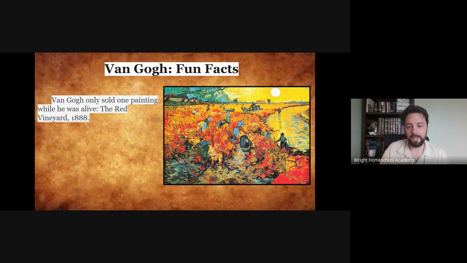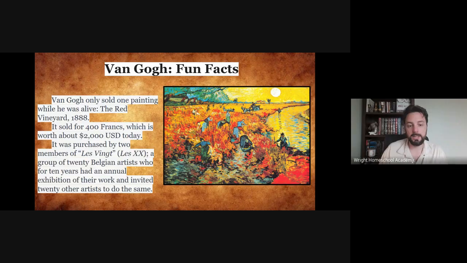All right, that painting you're looking at right there is called The Red Vineyard, and it's the only painting that we know of for sure that Van Gogh sold for money rather than trading it for more paint or food just to survive. It sold for 400 francs, which is worth about 2,000 US dollars today, so pretty good. It was purchased by 2 members of Les 20, which means the 20, a group of 20 Belgian artists who for 10 years had an annual exhibition of their work and invited 20 other artists to do the same. So other artists bought his work, possibly as an act of charity.